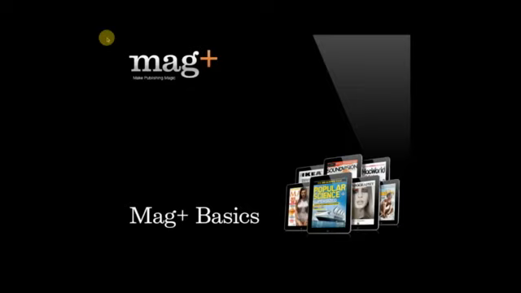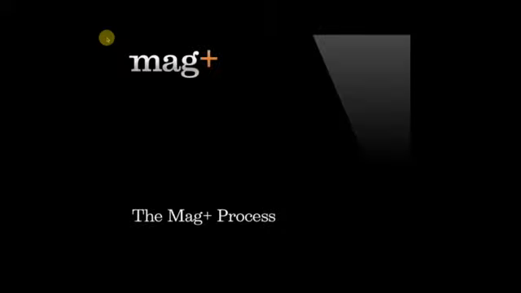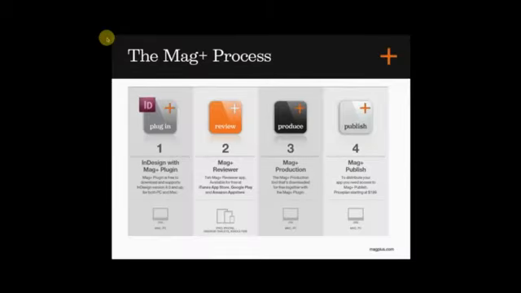Anyway, this week I will walk you through the MagPlus basics. Basically, I want you guys to get started creating your app. What we'll learn today is first we'll start off with the MagPlus process, then we'll create a vertical in InDesign. After that, we'll export the vertical to the MagPlus production tool, and then in the end we will create what we refer to as a MIB file. This is the MagPlus process.